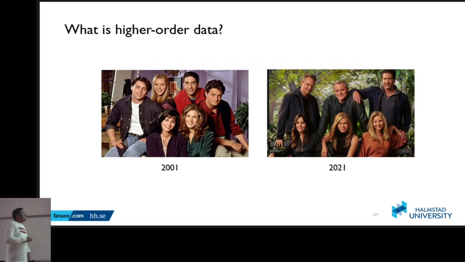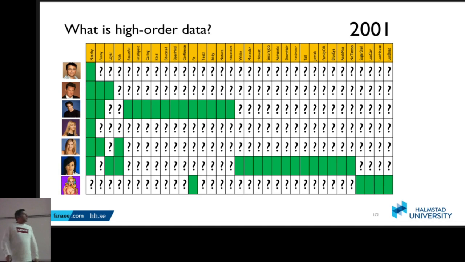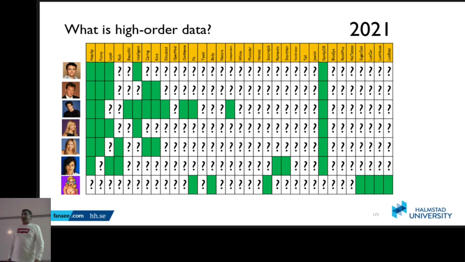So imagine that I asked friends in 2001, and that feature matrix was related to 2001. Now imagine that again they gathered together and I asked them the same questions again and got their answers. So this was their preferences in 2001, and this is their preferences in 2020. Now we have some changes.